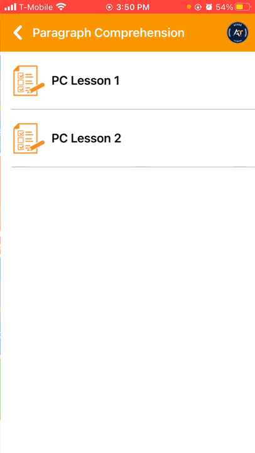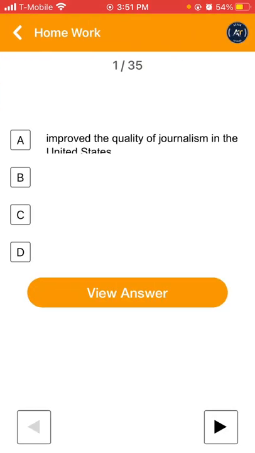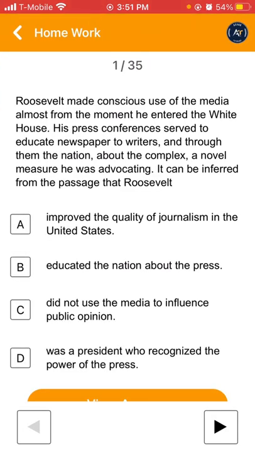In the paragraph comprehension section, there are 2 lessons. For each lesson, go to the homework questions and then read the question first. Then go back to the paragraph. Try to eliminate the wrong answers. It will help you find the right answer quicker.